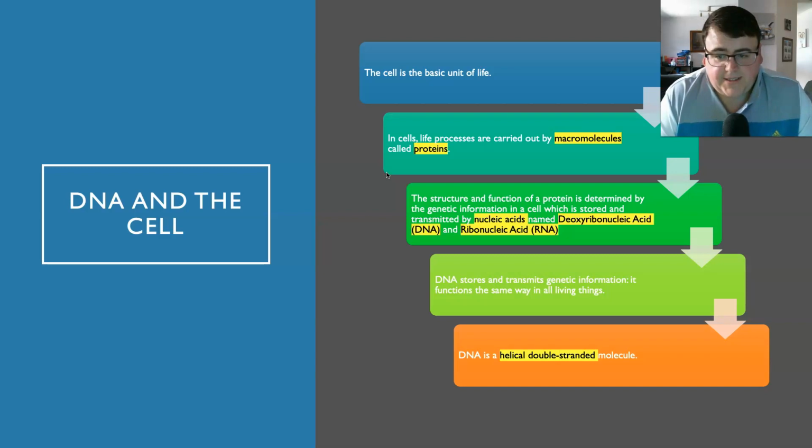Now, proteins have many different forms. And the structure and the function of a particular protein is determined by the genetic information in a cell, which is all stored and transmitted by nucleic acids. Now, the nucleic acids that we're talking about are DNA and RNA. DNA stands for deoxyribonucleic acid, and RNA stands for ribonucleic acid. DNA stores and transmits the genetic information the same way in every living organism. It's also described as a helical double-stranded molecule. Okay, so it goes around in a helix and it has 2 strands.